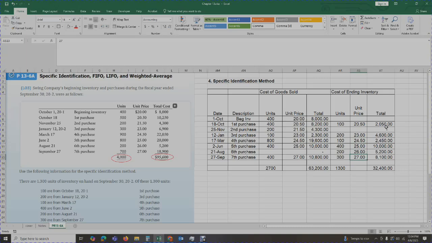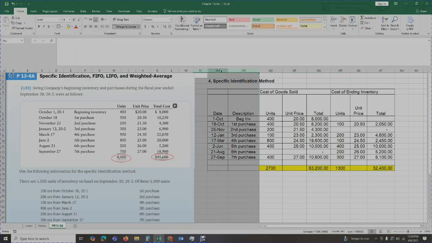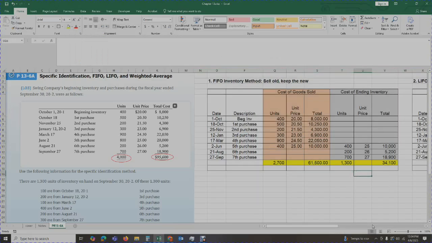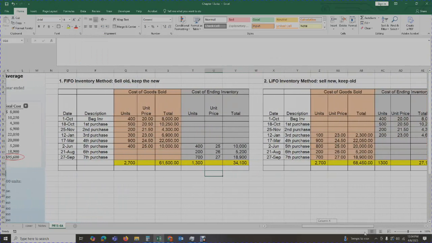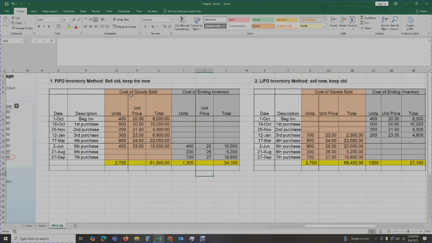Okay, we're good. So for our specific identification, we've got 1,300 units valued at $32,400. So this is our total. So using the specific identification, let me unhide. Now we have all of our work. We've got our cost of goods sold.